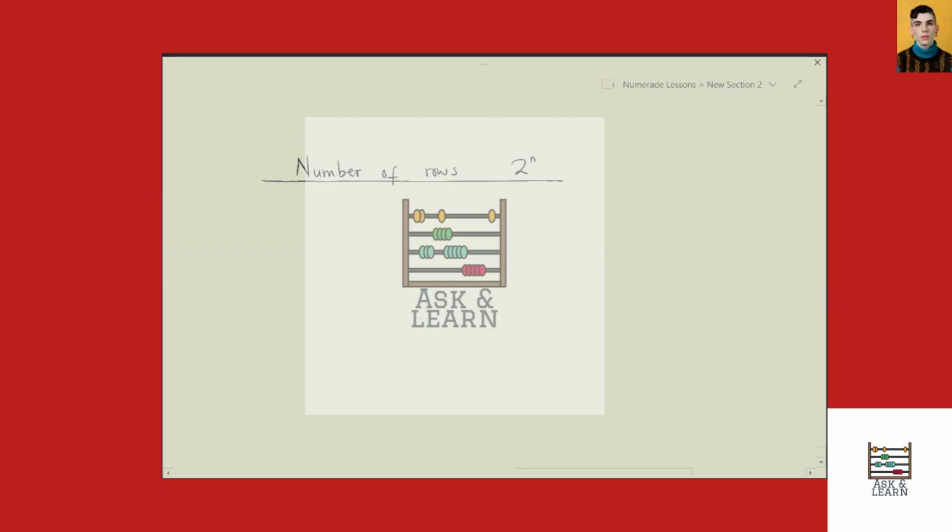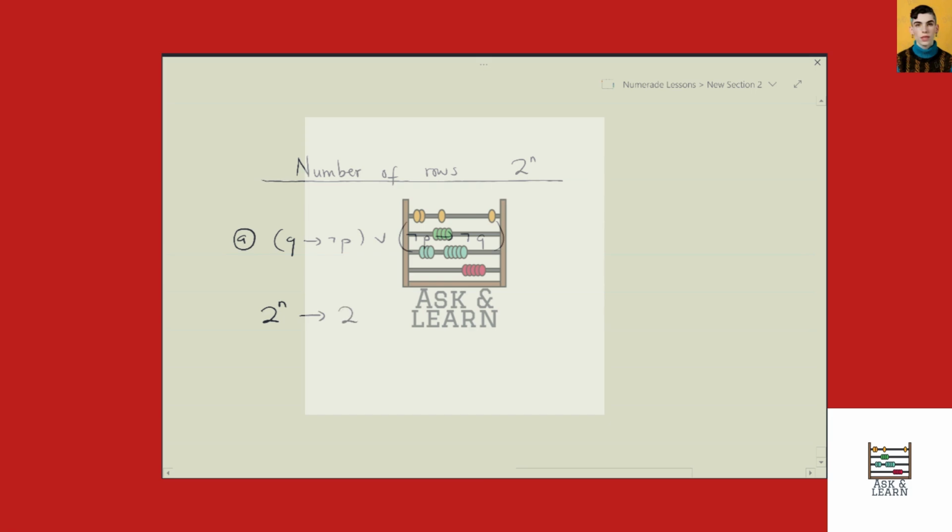In this lesson, you're looking at the number of rows that a compound statement will take when we are constructing it through a table. The first one is Q implies the negation of P, or the negation of P implies the negation of Q. Okay. So the rule is 2 to the power n.